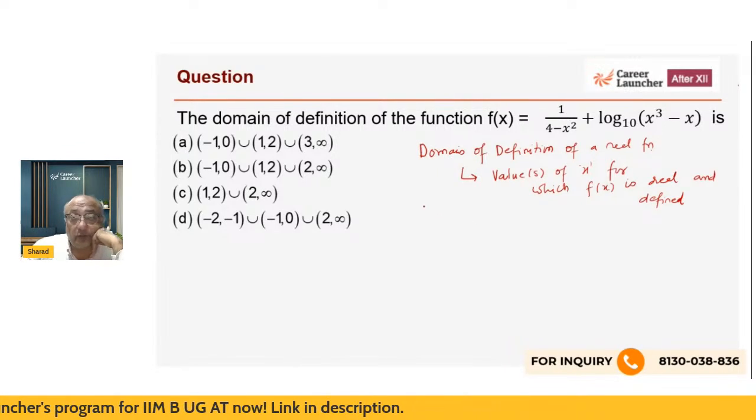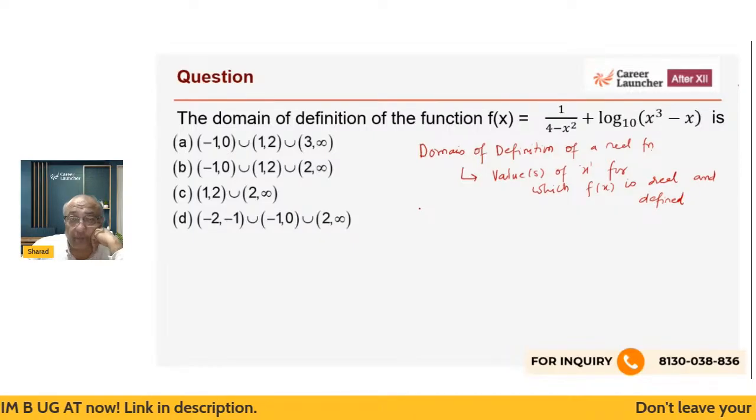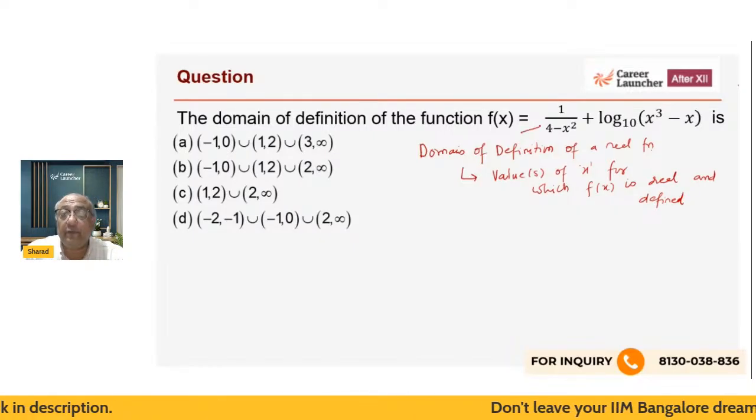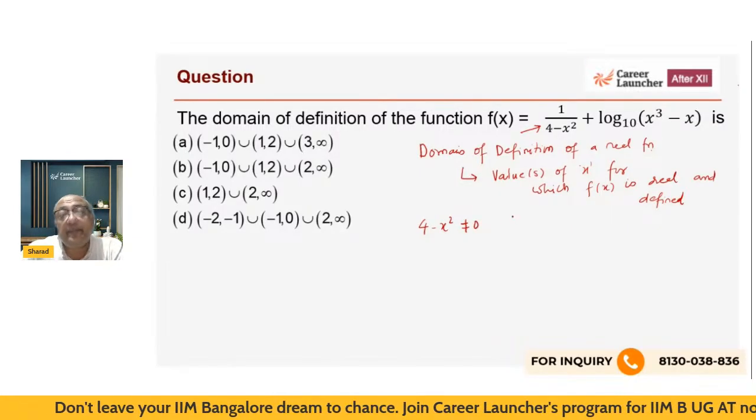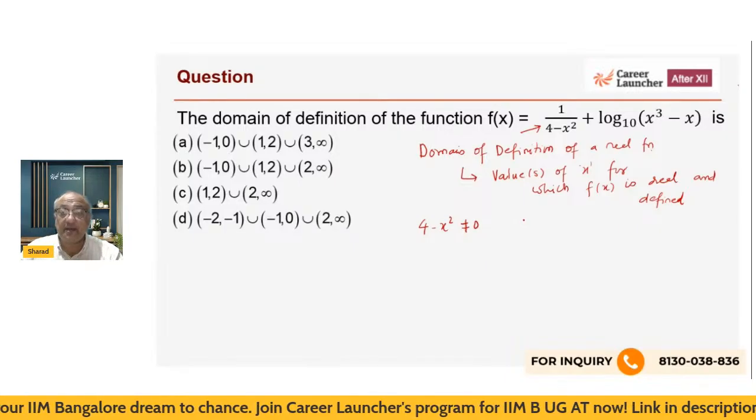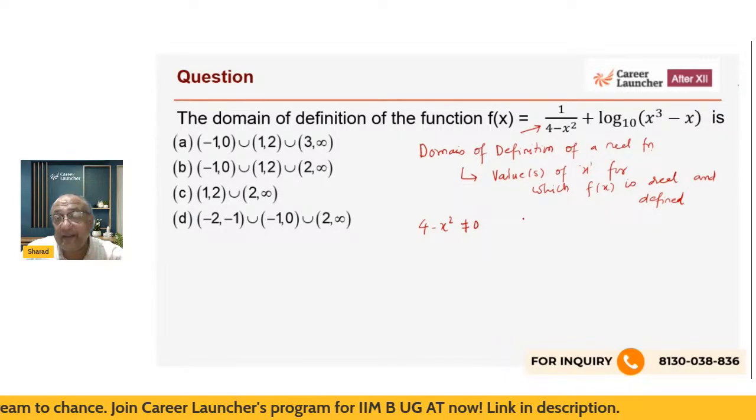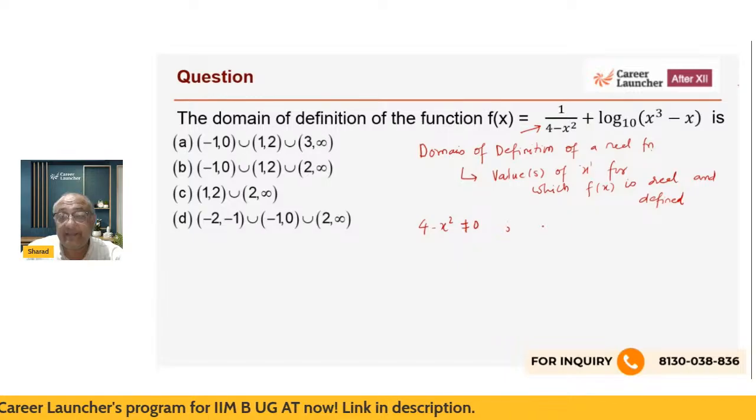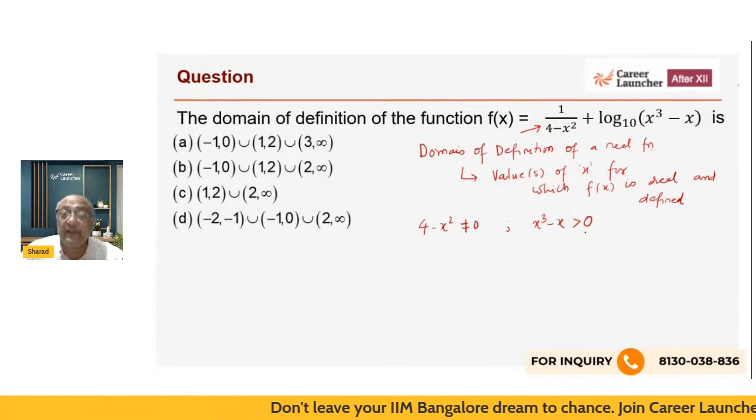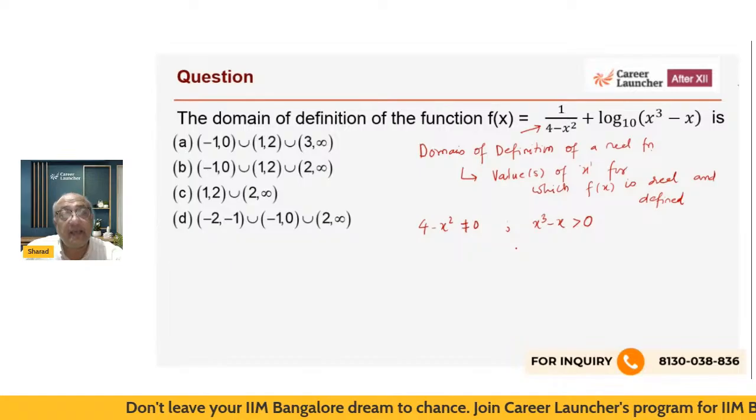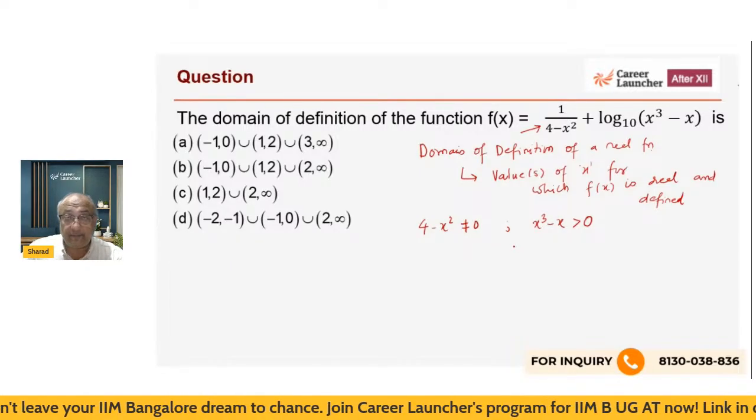Okay. So what do we have over here? f(x) is equal to 1 by 4 minus x square. Now 4 minus x square cannot be equal to 0. What will happen if it is 0? The function will become undefined. So this cannot be equal to 0. Second thing, x cube minus x has to be greater than 0. Why? Because log of a negative number and 0 is not real.